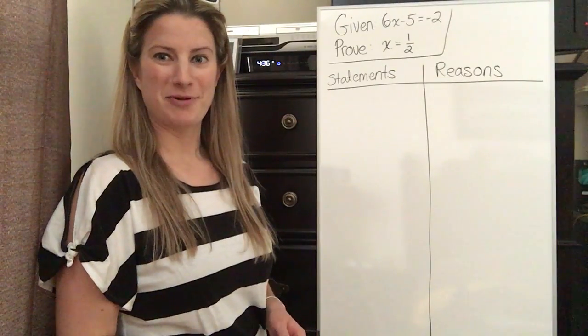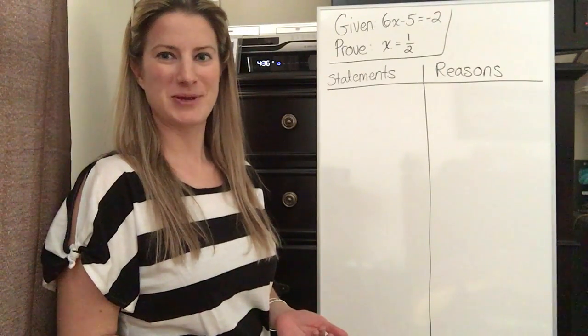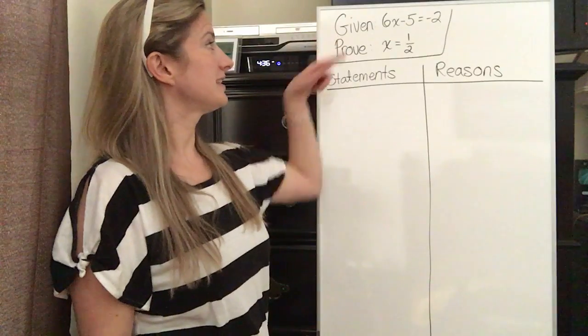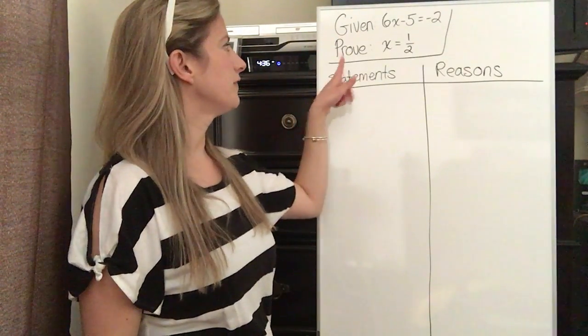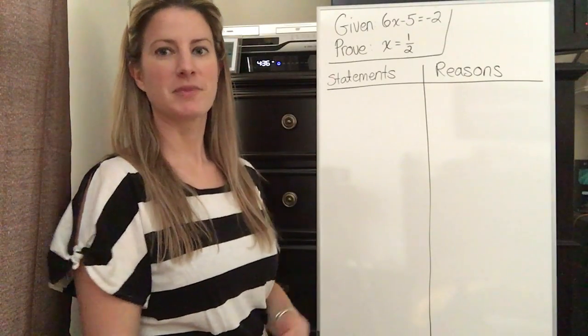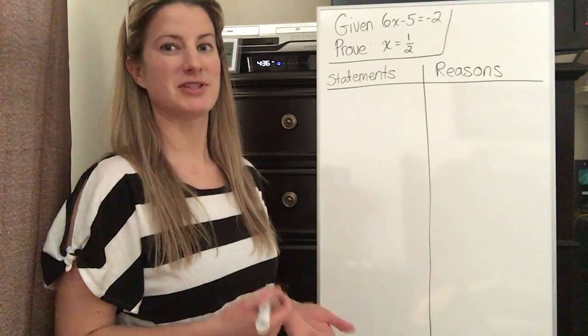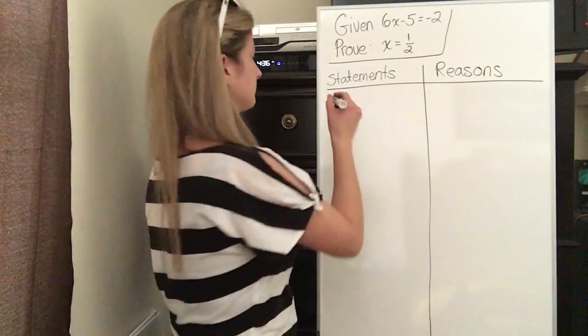Here's another algebraic proof that has a few more steps than the last one that we did. So, given 6x minus 5 equals -2, prove that x equals 1/2. As usual, the first step is always to write the given down.